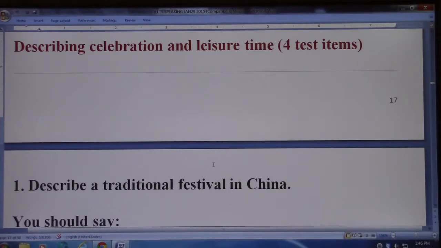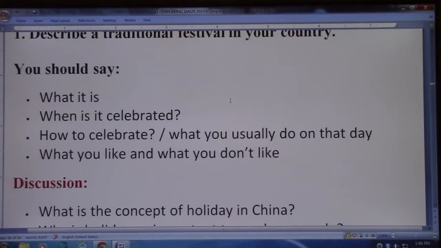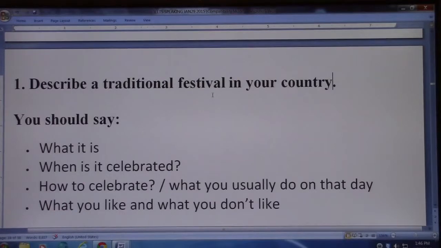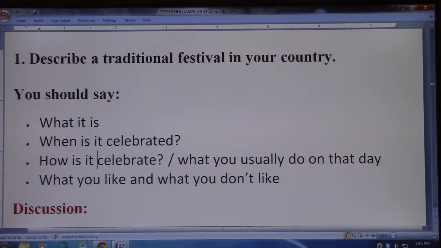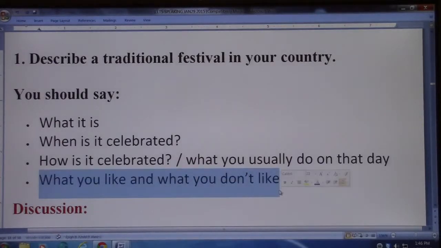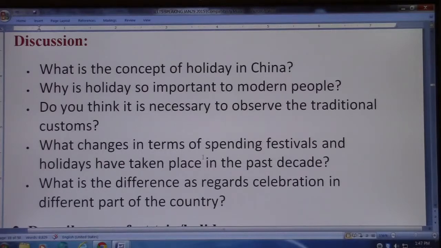So, describe a traditional festival in your country, not just China. In your country. So, a traditional festival. You should say what it is. What is that festival in your country? When is it celebrated? How is it celebrated? What do you usually do on that day? And what you like and don't like regarding that subject. Of course, this is about the concept of holidays in your country, not in China.